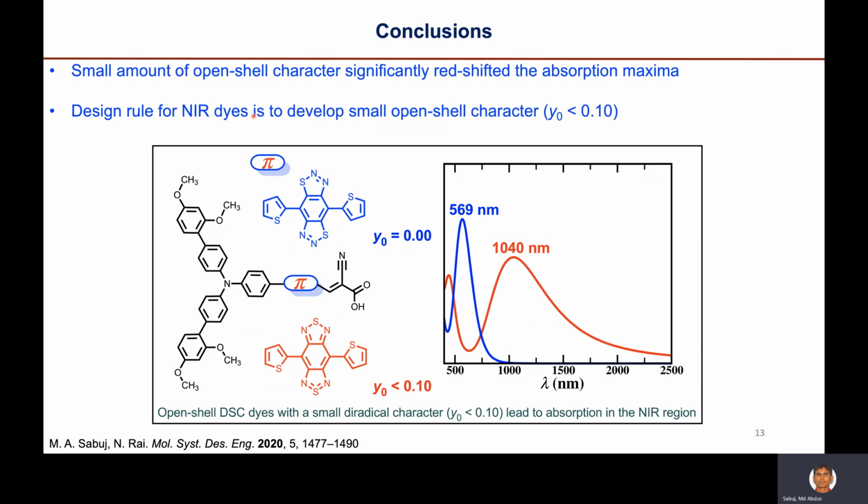The takeaway messages from the presentation are: a small amount of diradical character redshifts the absorption maxima. The design rule is to develop a small diradical character for DSC dyes. Also, the delocalized orbital topology of open shell dyes will increase the thermodynamic stability in the DSC device.